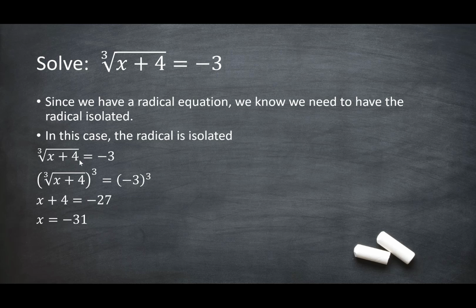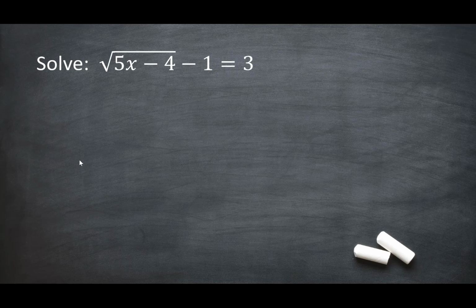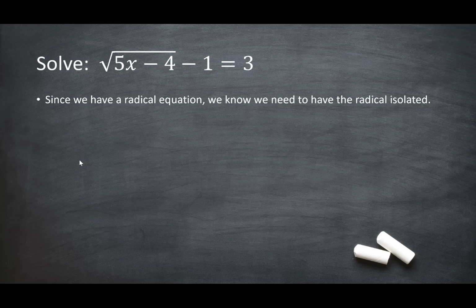Here we have to solve the square root of 5x minus 4, minus 1 equals 3. Again, I'm recognizing there's a radical inside this equation, but notice in this case the radical is not isolated.